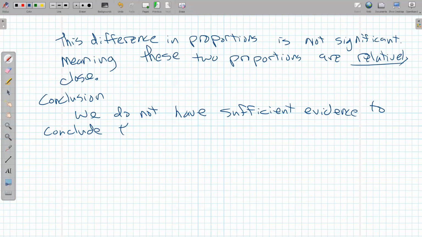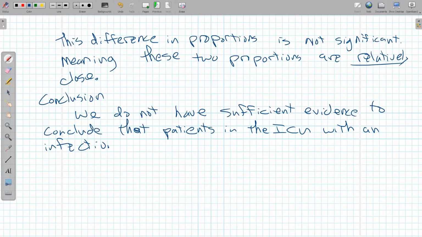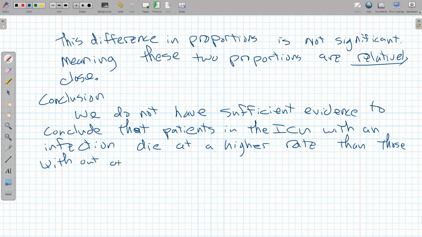Conclude that patients, now I'm just going to state what I think the alternative hypothesis means in words in this situation. So we don't have sufficient evidence to conclude that patients in the ICU with an infection die at a higher rate than those without an infection. That would be my conclusion here.